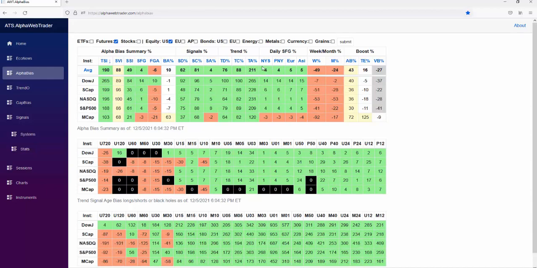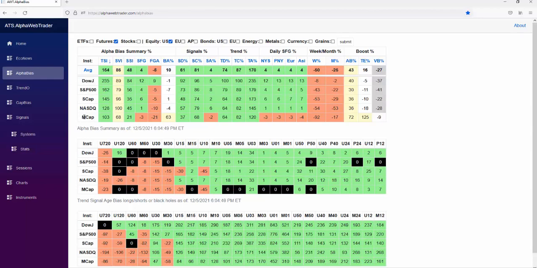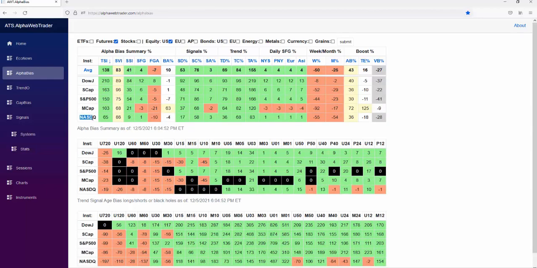And what it's showing you is basically that overall you see more green than red, right? So the market's more positive than negative. But also you see the Dow is listed here first, then you've got small caps, S&P, Nasdaq, and micro caps. That tells you the strength of each market. So right now the Dow is the strongest of those markets, and the mid cap at the bottom here is the weakest, now the Nasdaq.